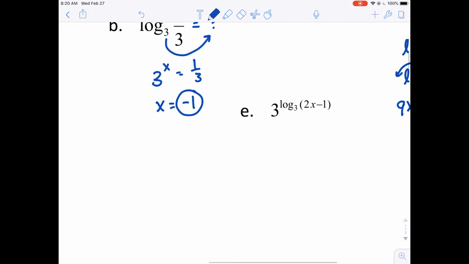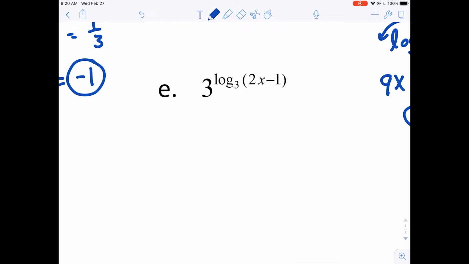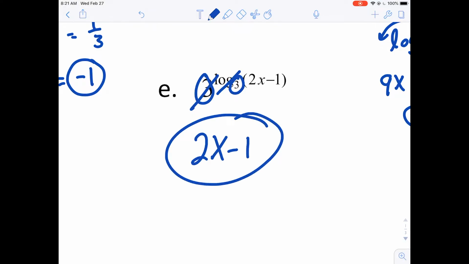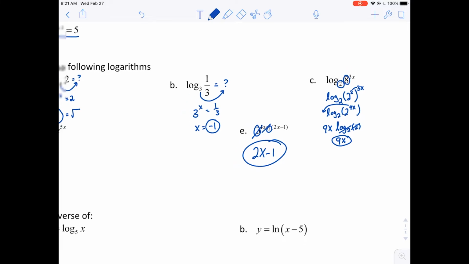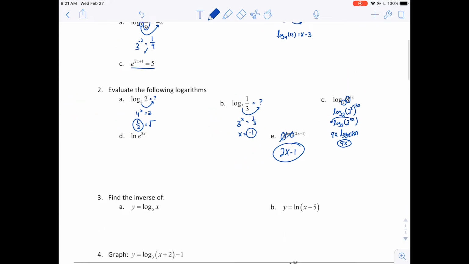Okay, natural log, I'll let you guys do that one. Here we have a power of log base 3, and the base of that is 3. That's good because these two things cancel each other, and what we're left with is 2x minus 1. All right, so let's continue.